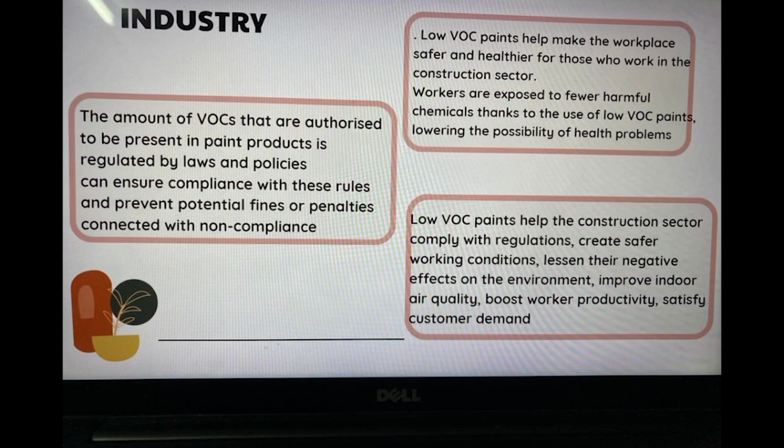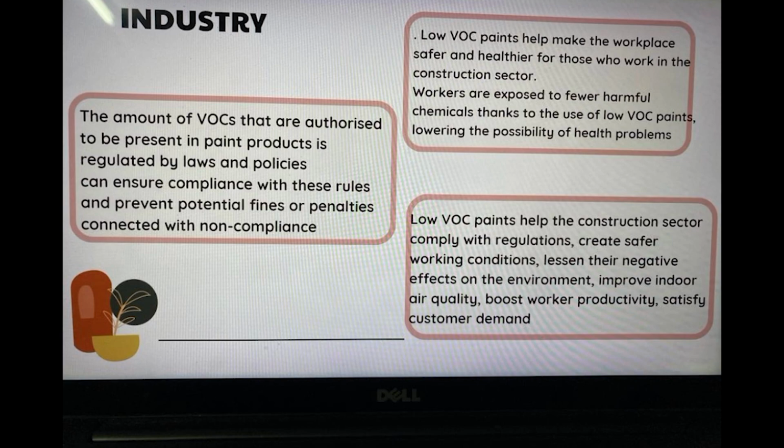Using low VOC paint in construction offers several benefits for the industry compared to traditional VOC paint. The amount of VOC that is authorized to be present in paint is regulated by laws and policies in many different regions and nations. So construction companies can ensure compliance with the rules and prevent potential fines or penalties connected with non-compliance by utilizing low VOC paint.